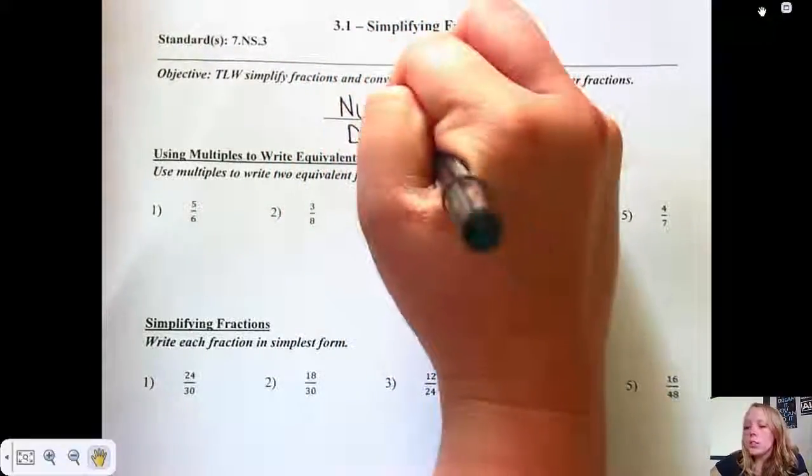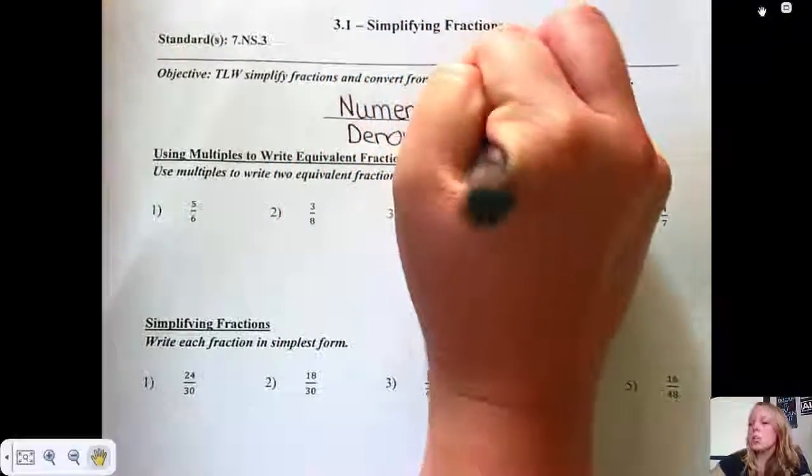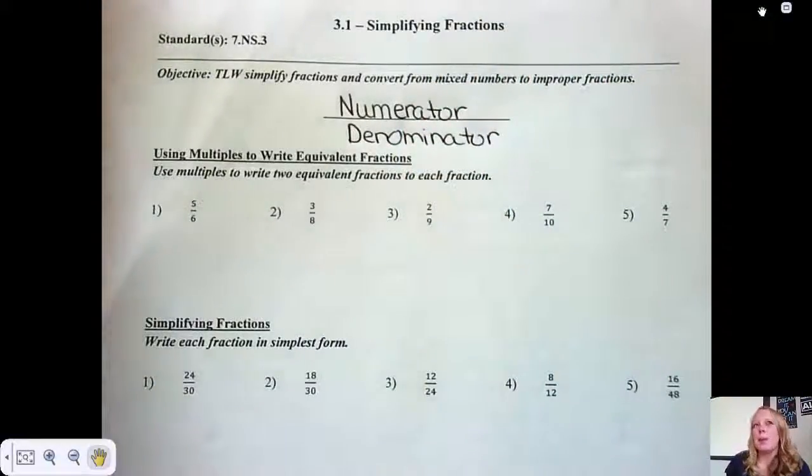And guys and girls, you need to be familiar with those two words because I won't say what's the top number or what's the bottom. I would say what is the numerator? What number is the denominator? You need to be familiar and know those vocabulary words.